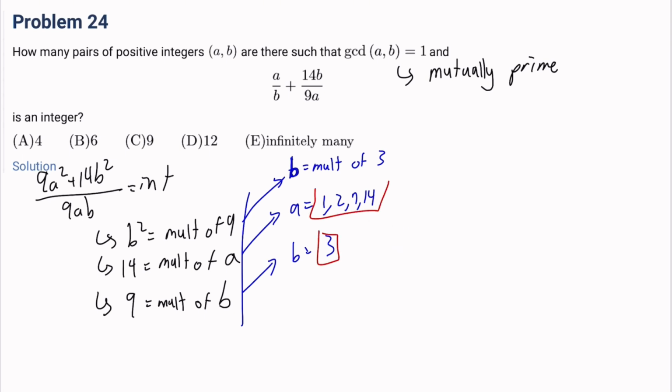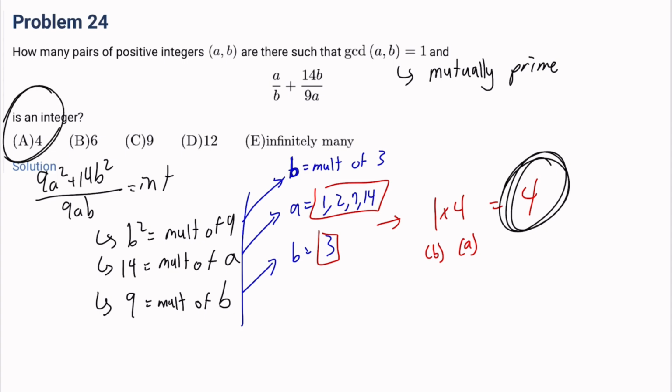And A has 4 values, so this gives us 1 times 4, so 1 value for B and 4 values for A. This is equal to 4. So the answer is 4, it's A.